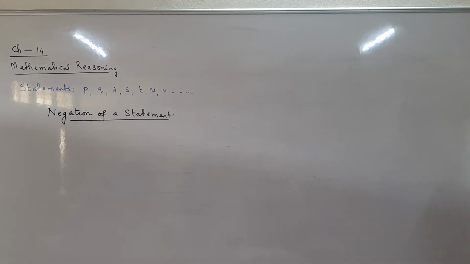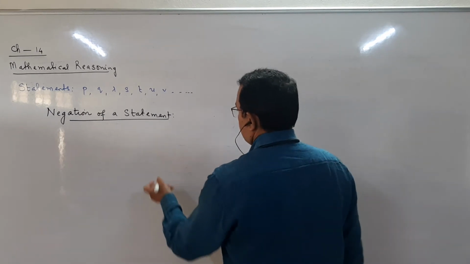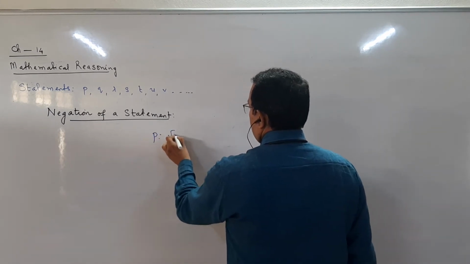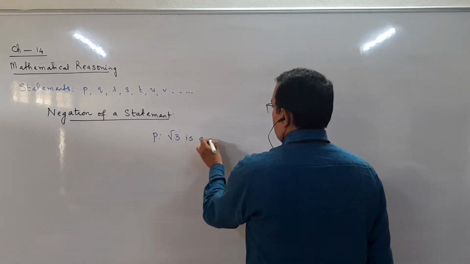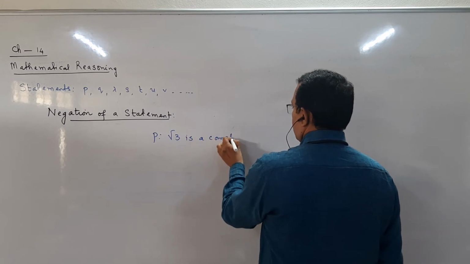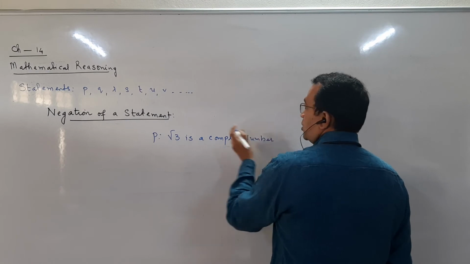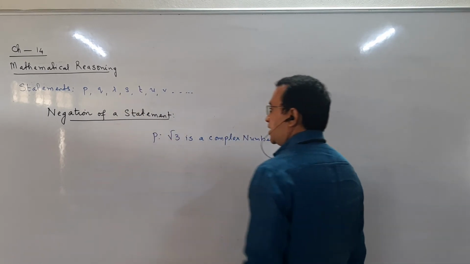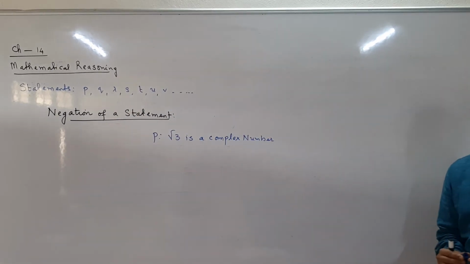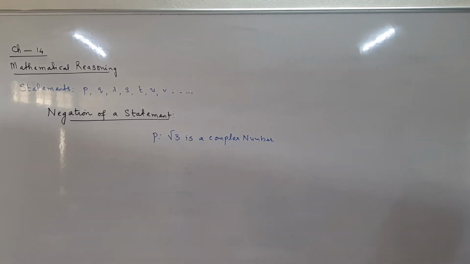What is negation of a statement? Suppose we have a statement: root 3 is a complex number. I told you statements are denoted by small letters P, Q, R, S, T, U, V, and onwards. So I am writing a statement P: root 3 is a complex number.